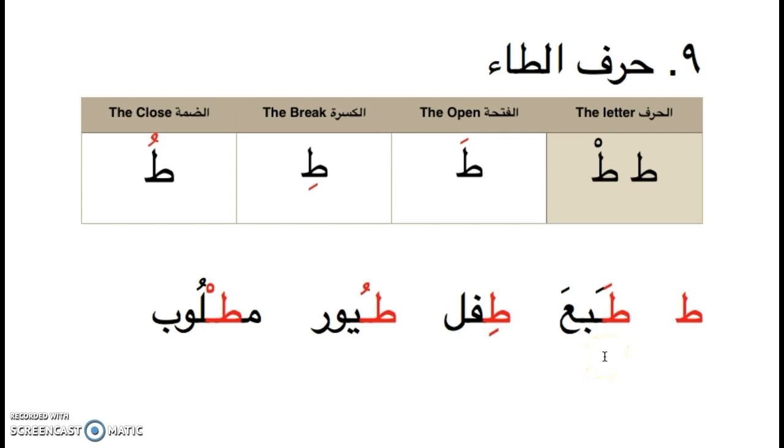Tifl is a child or kid, and we'll get to the specifics of why it means this in some other lessons in the future. But now, tifl is child or kid. Tuyur is birds, like with an S. Matlub is wanted.